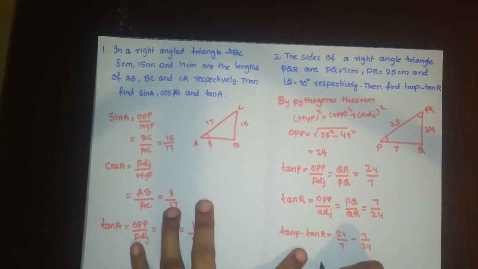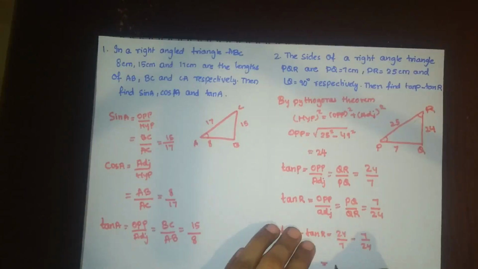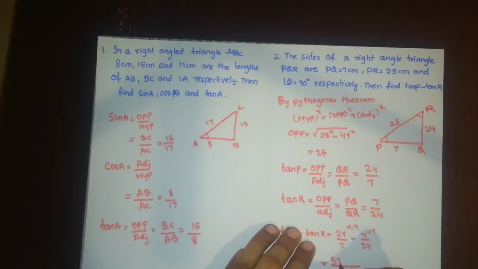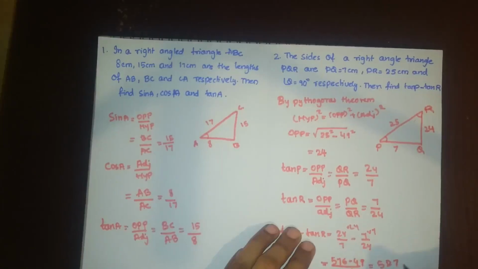Now take the LCM. We get the LCM as 7 into 24, and now multiply this with 24, multiply this with 7. We get the values as 576 minus 49. The answer is 527 by 168.